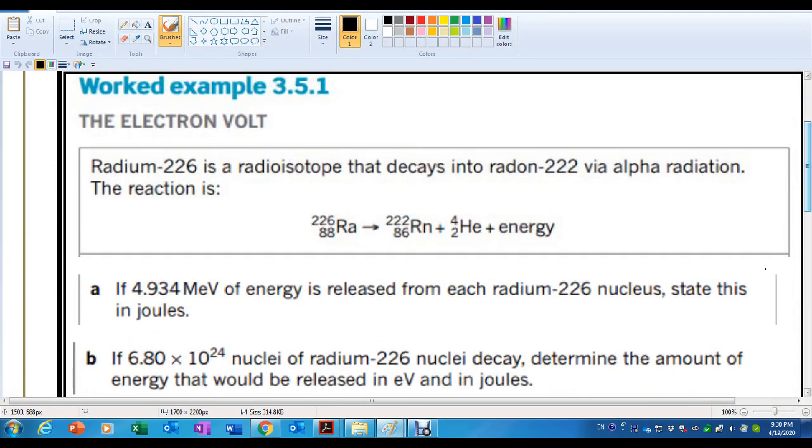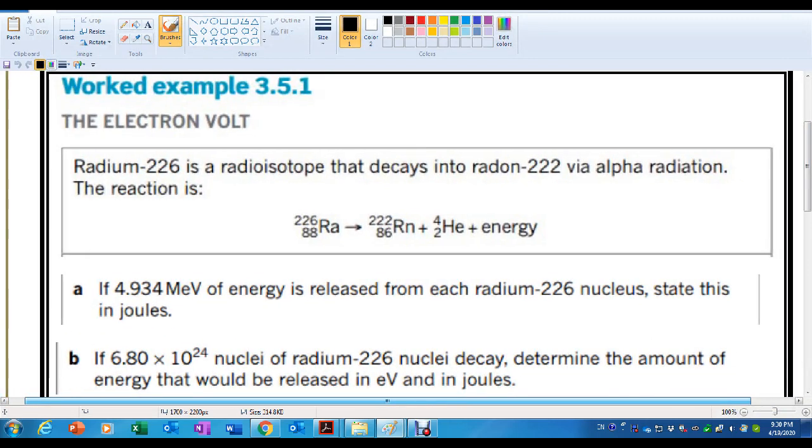Okay, let's see. So this is an example from the book. Radium-226 is a radioisotope that decays into radon-222 via alpha radiation. There are a few concepts you need to review. Decays means you release your energy in terms of high energy particles or electromagnetic waves, and it becomes more stable. Through alpha radiation, the alpha particle is helium, right? And so that's the reaction.